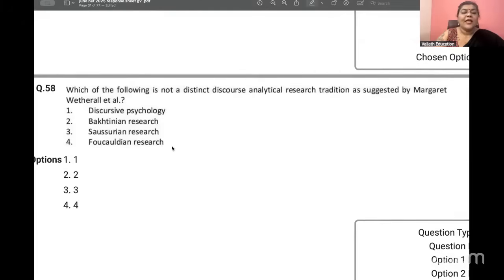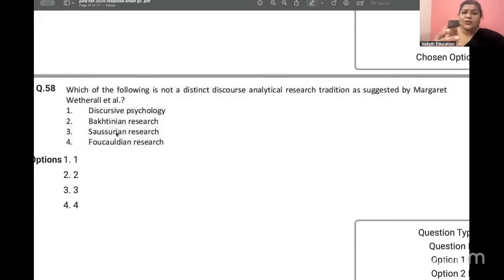Which of the following is not a distinct discourse analytical research tradition? The whole question is a distractor. Discourse analytical research, some big kind of research. You have to think like that. Suggested by Margaret Wetherall. You don't know who she is. You don't have to know. Some analytical high-sounding research it is. Is it discursive psychology? Maybe. Bakhtinian research? Maybe, because Bakhtin has talked about polyphony, heteroglossia, etc. Sassurian research. That doesn't fit in.